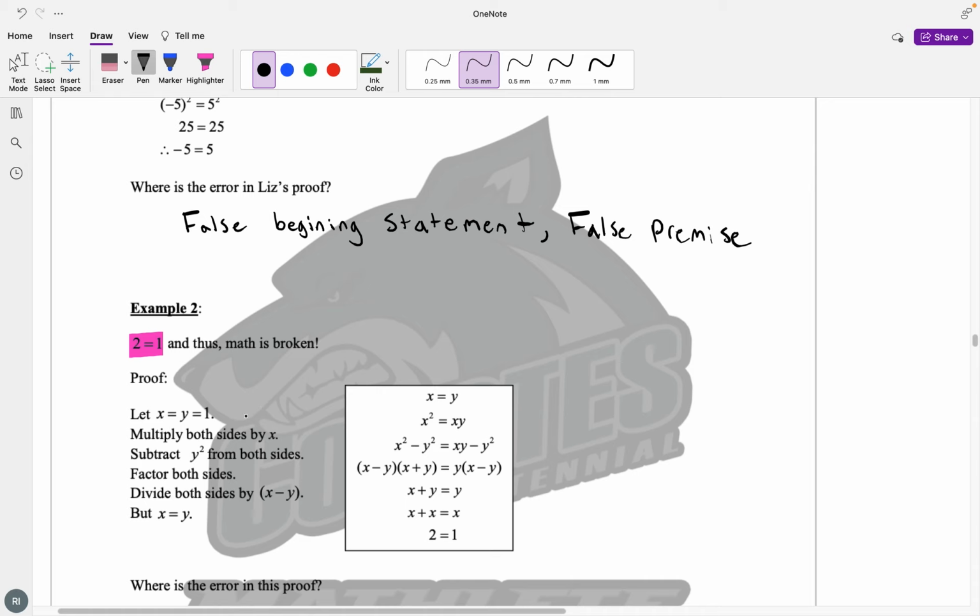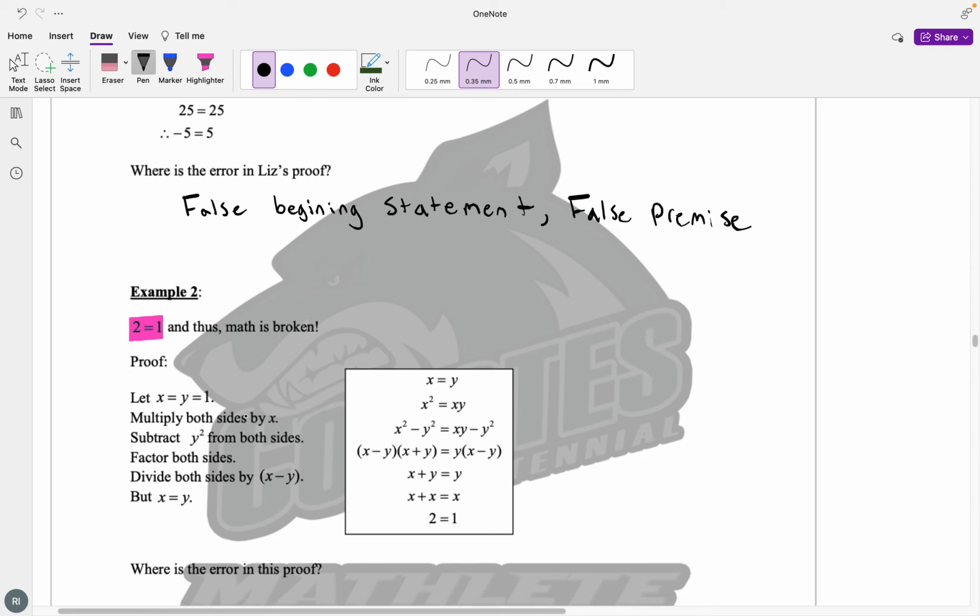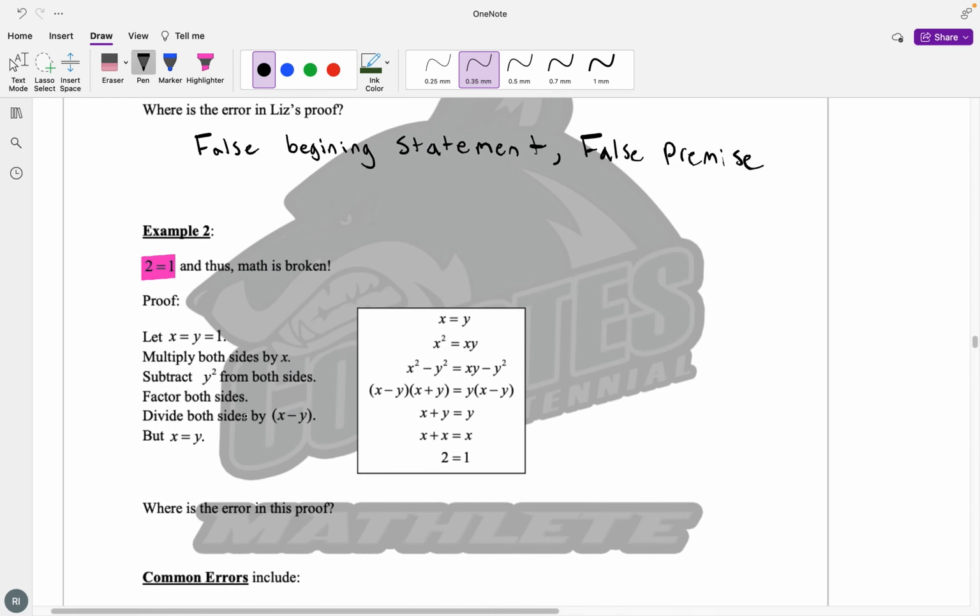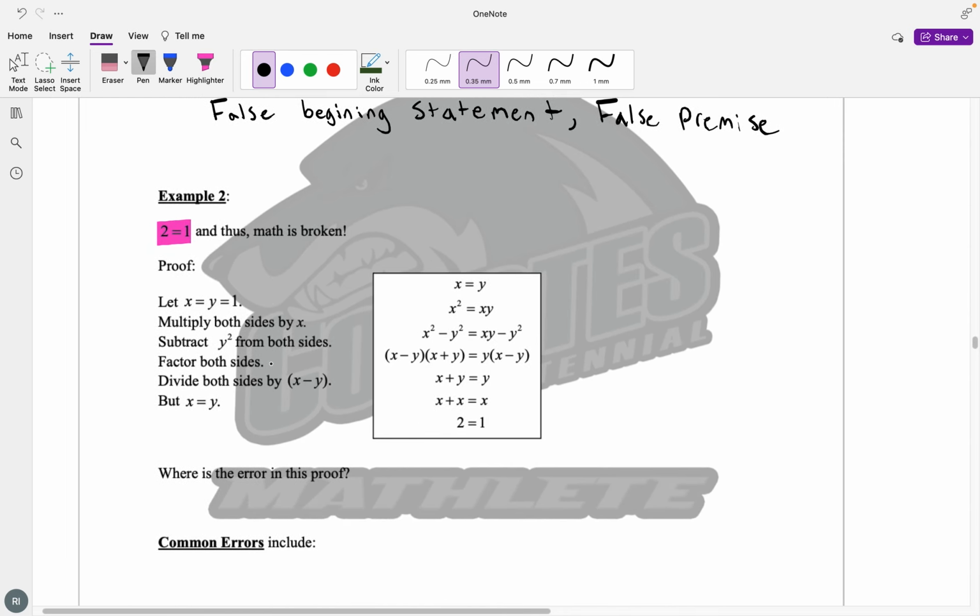Okay. If you didn't find the error, that's okay. This one can be more challenging to spot. But we do know something went wrong for sure, because 2 is not equal to 1. Let's carefully walk through the instructions of the proof on the left, making sure that the rules of math are being followed at each step.